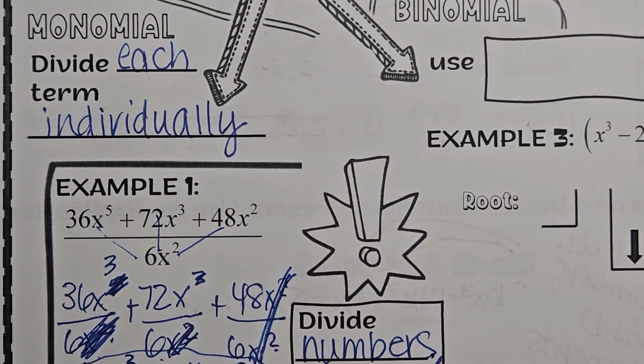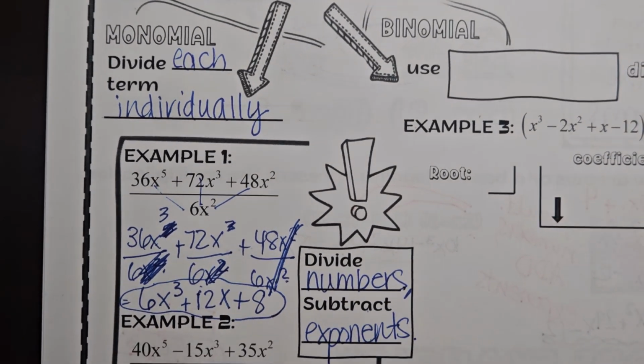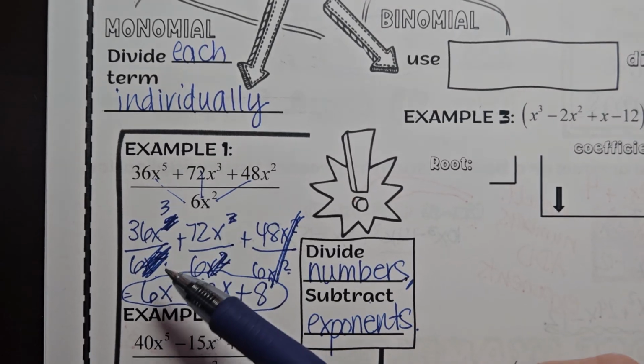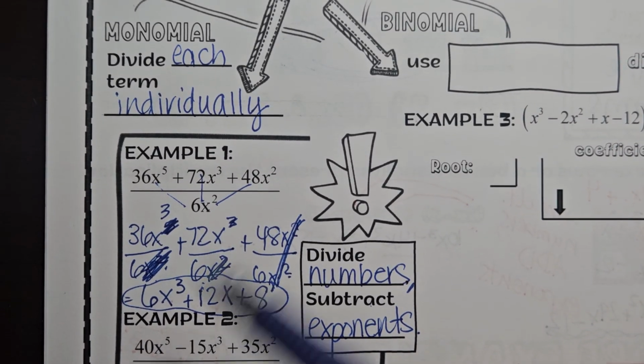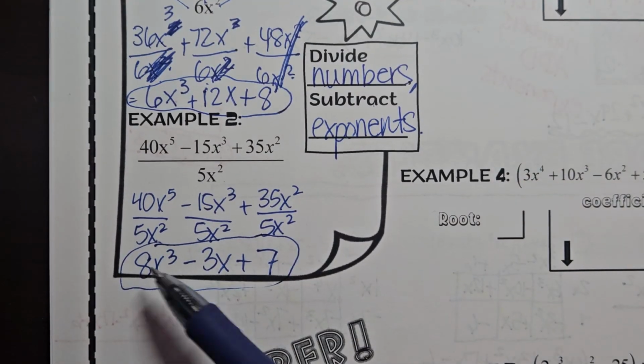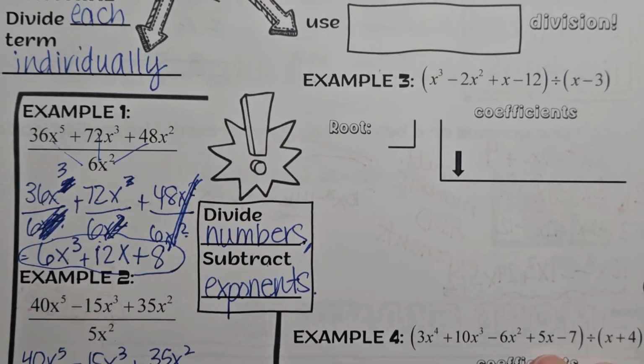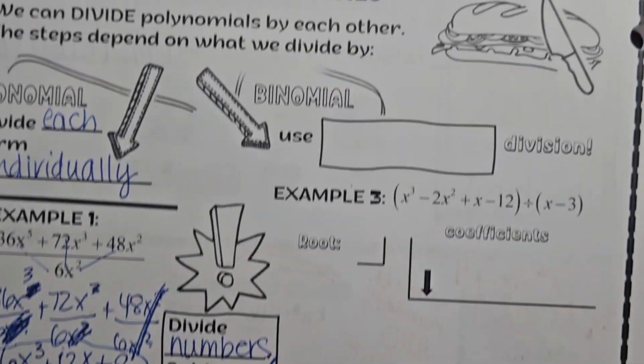So dividing by a monomial really is going to be the easiest scenario. It's pretty simple. And usually if we're dividing by a monomial, these are going to divide evenly. If by chance they didn't, you could just leave the result in fraction form. But for polynomials, typically they're going to divide evenly.